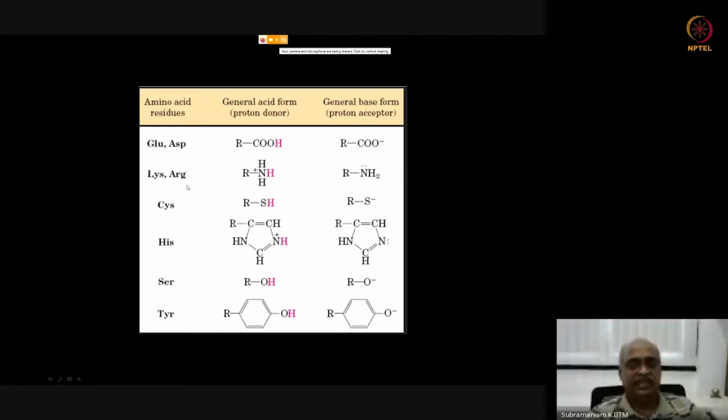Lysine and arginine have the basic group, this amino group, that can be protonated, in which form it can act as a proton donor, or it can act as a proton acceptor when it is not protonated. The thiol group of cysteine and histidine's imidazole group can act like the way lysine and arginine do. Serine's hydroxyl group, tyrosine's hydroxyphenyl group, and similarly threonine also has a hydroxyl group, so they can all participate in acid-base catalysis. This is one of the common mechanisms of enzyme-based catalysis. Acid-base catalysis is not specific to only certain enzymes. Many enzymes use this mechanism.